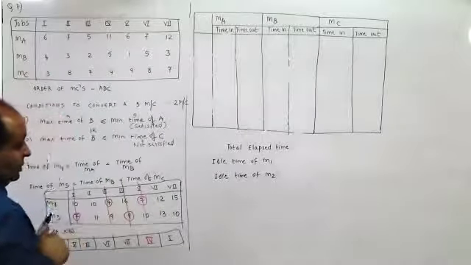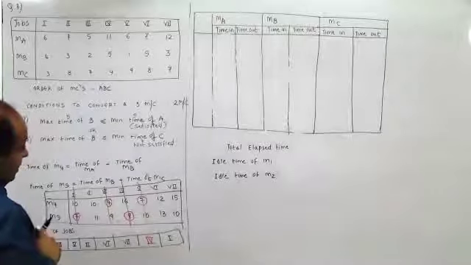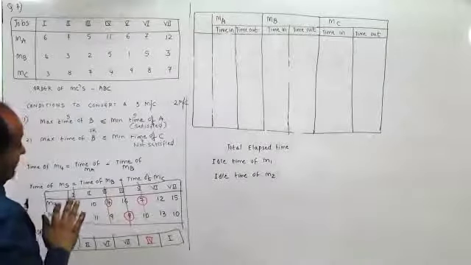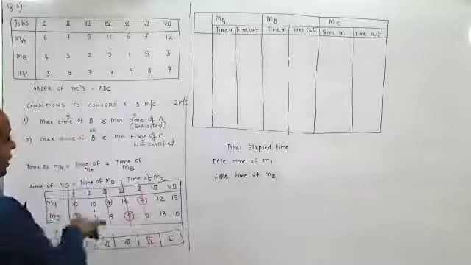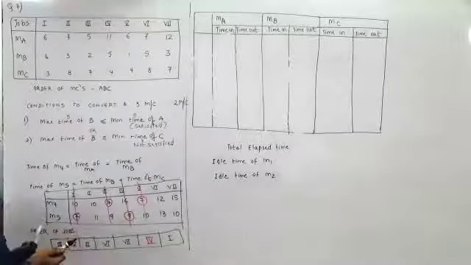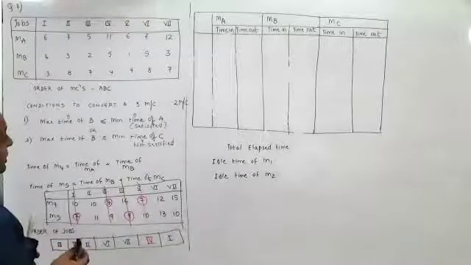Okay, sir. But if they don't mention the order, we need to check this condition. Only this one, because if they don't mention the order, then we consider the order as the one which is given here. Okay. Followed? Yes, sir.